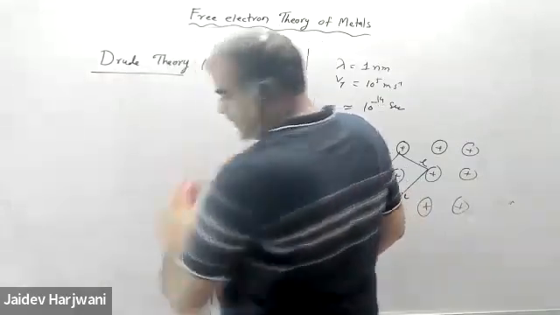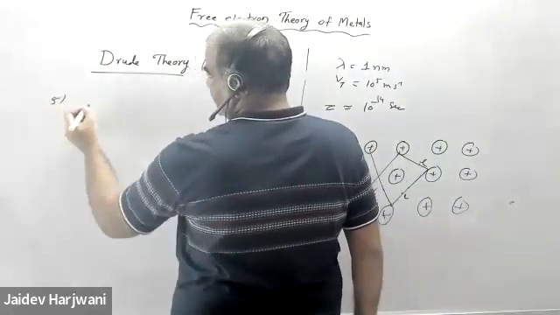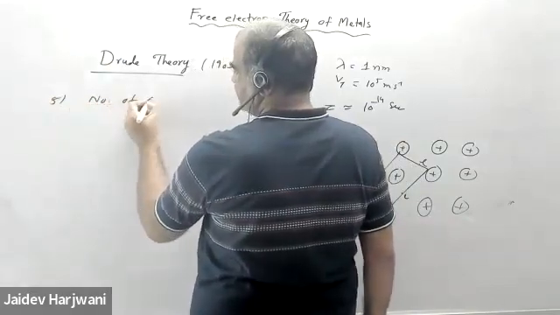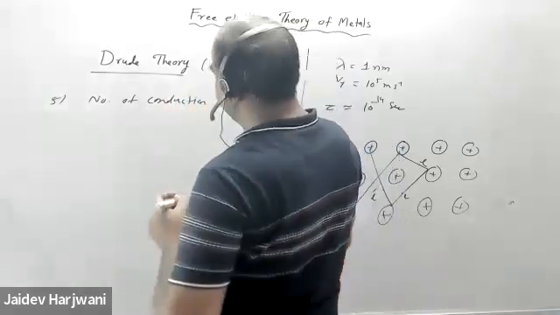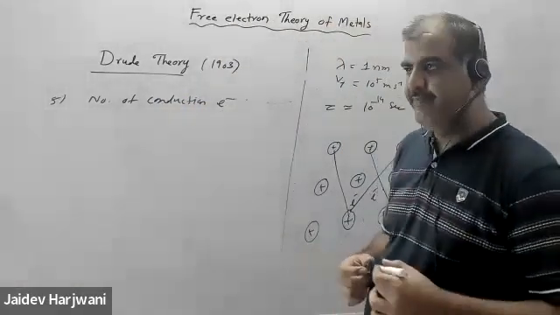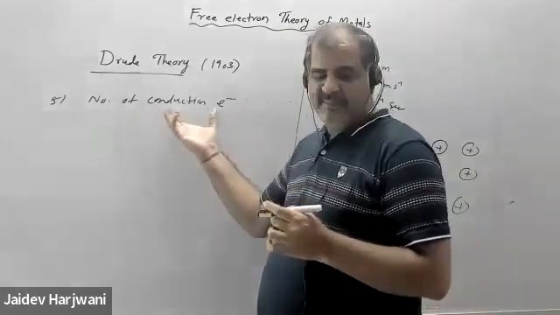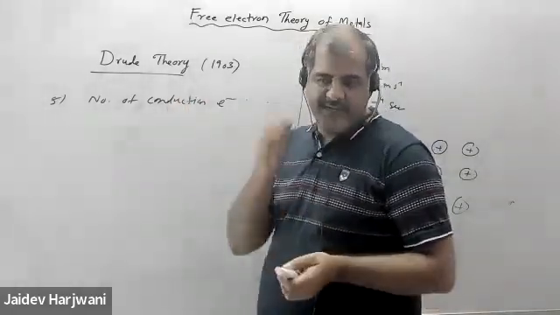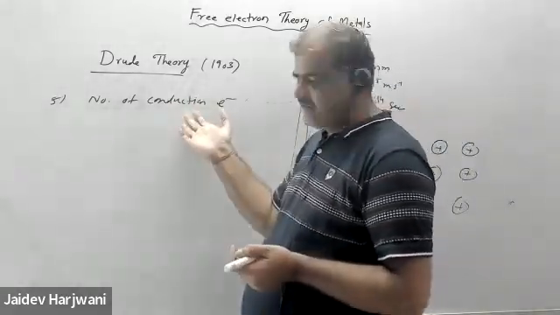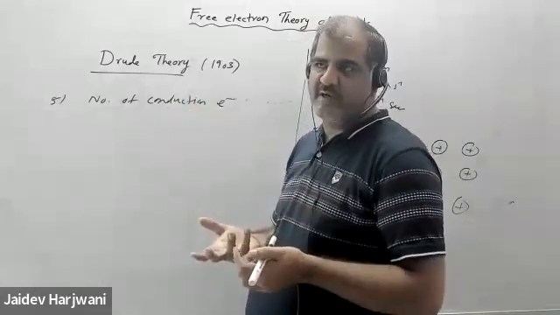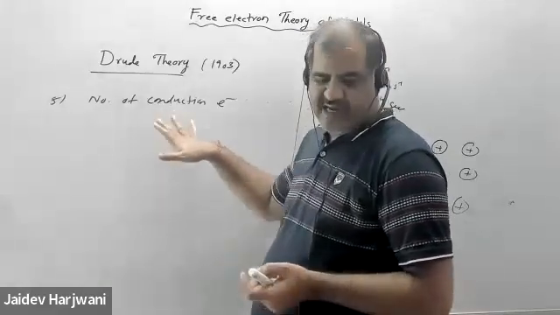How to calculate the number of conduction electrons? This is the first point of Drude theory: the number of conduction electrons. For example, sodium and copper. Where do conduction electrons come from? They come from the atoms only. All the valence electrons are very loosely bound, and when metallic bonding forms between these atoms, the valence electrons become free.